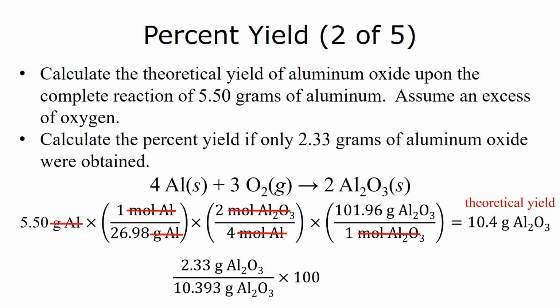Now, I notice that we are using a different value for the theoretical yield here than we calculated above. We rounded our original theoretical yield to 3 significant figures, based on the 3 sig figs that we were given in our 5.50 grams of aluminum weighed out. However, that was an intermediate calculation. If we're going to take that value on to perform other calculations, we need to use an unrounded value. So in this case, 2.33 divided by 10.393 times 100 gives us a 22.4% yield for this reaction.